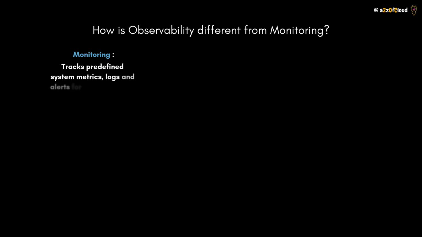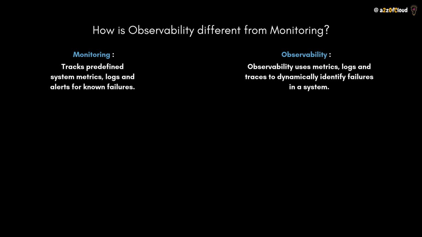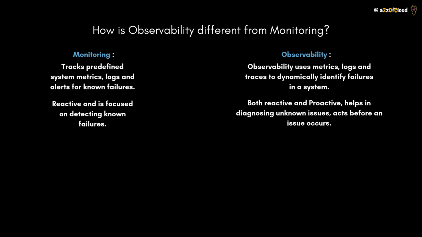Monitoring tracks predefined system metrics, logs, and alerts for known failures. Observability uses metrics, logs, and traces to dynamically identify failures in a system. Monitoring is reactive and is focused on detecting known failures. Observability can be both reactive and proactive, helps in diagnosing unknown issues, and acts before an issue occurs.